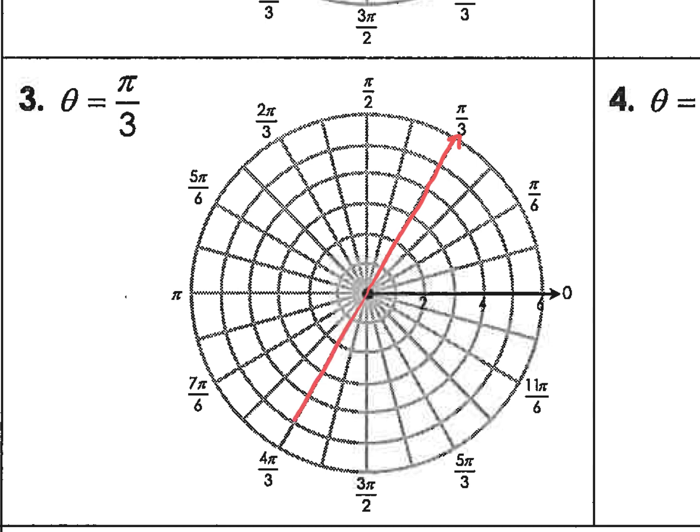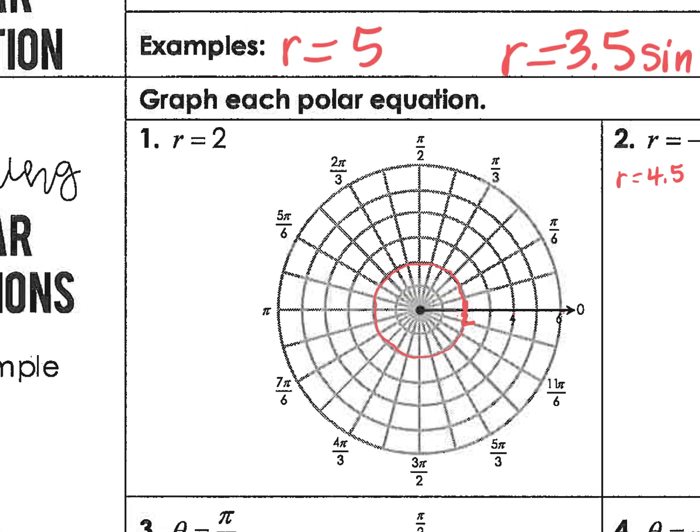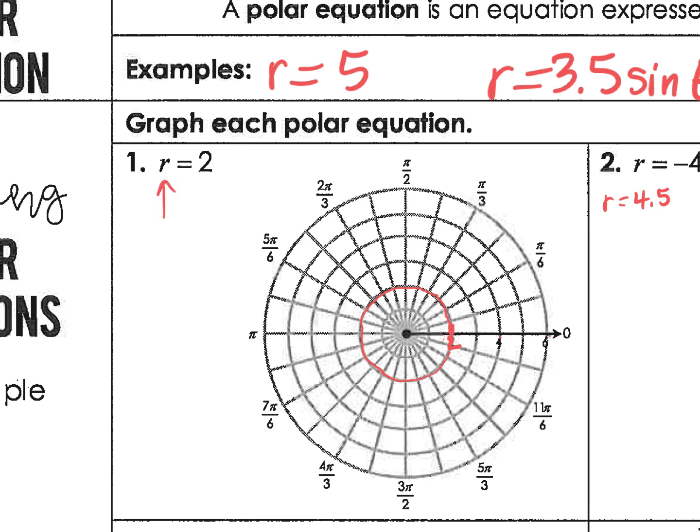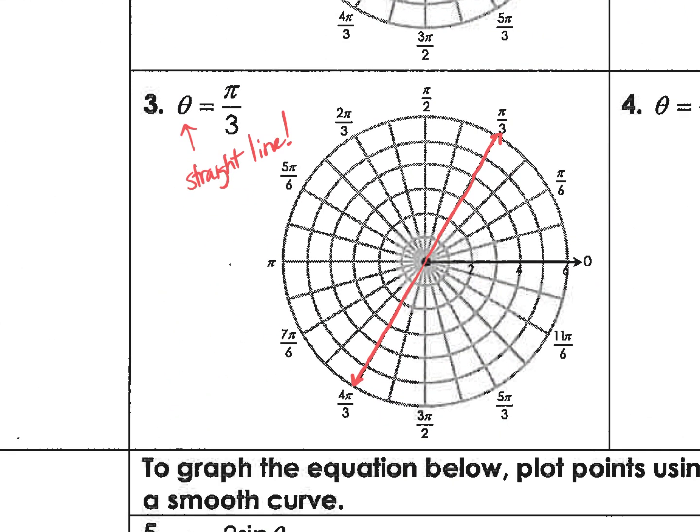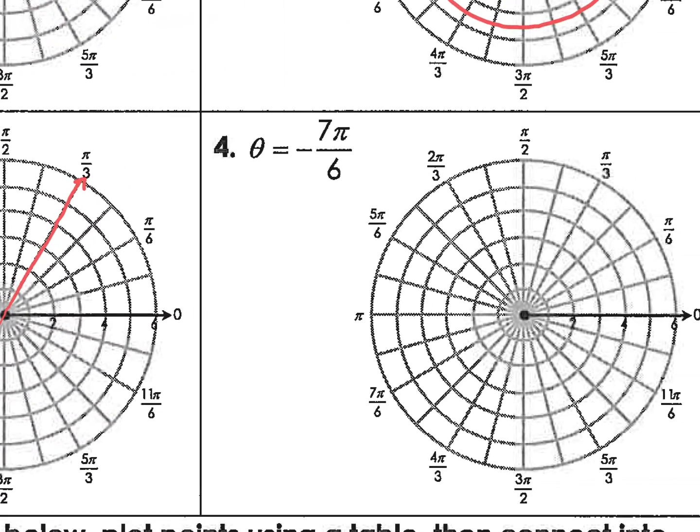So guess what? If it's just theta, guess what it graphs as? Just theta graphs as a straight line. So just r graphs as a circle, and just theta graphs as a straight line.